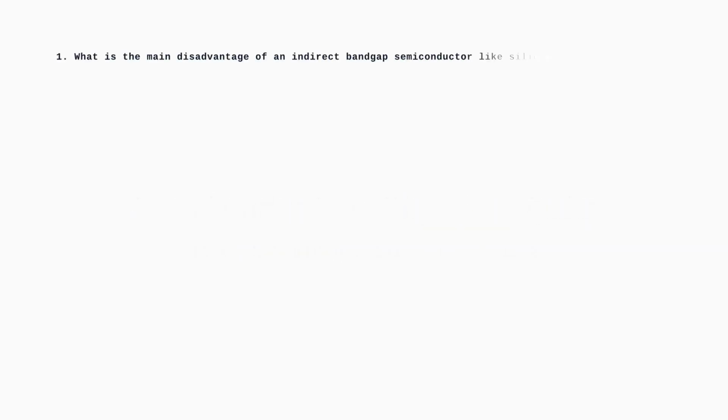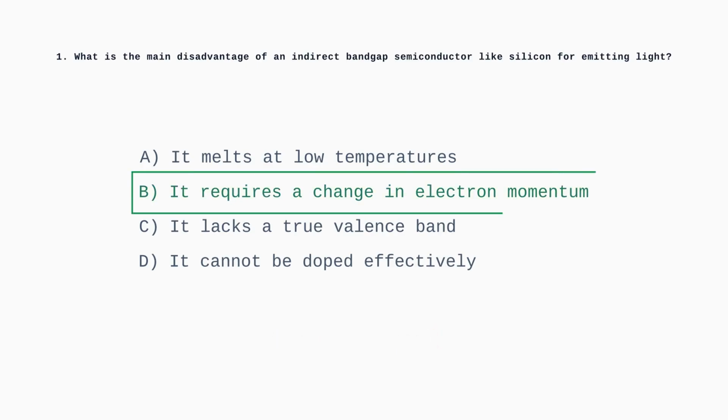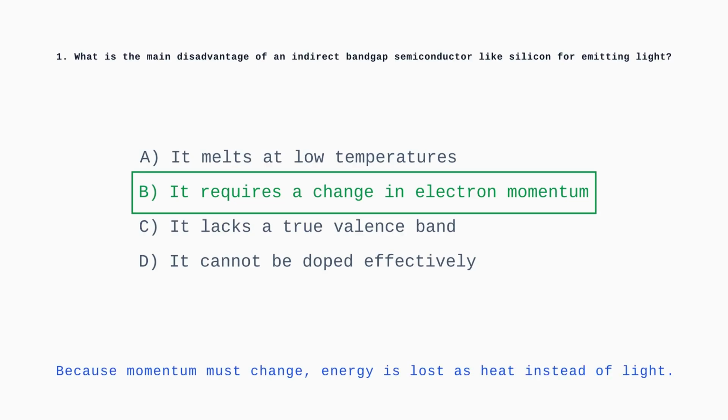Question 1. What is the main disadvantage of an indirect bandgap semiconductor like silicon for emitting light? In indirect bandgap semiconductors like silicon, electrons must change their momentum to recombine, releasing energy as heat rather than light.